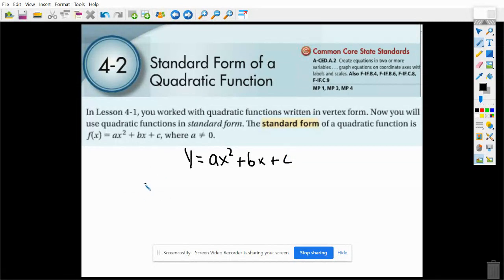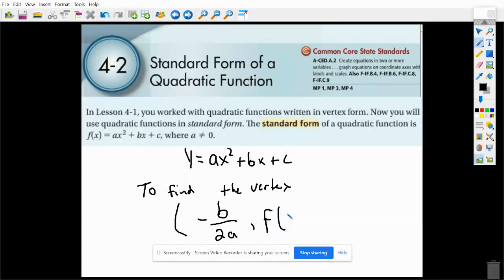So to find the vertex, we need to use the formula negative b over 2 times a, okay? And then you'll see in textbooks, it looks like this, f of negative b over 2a. That just means to plug in x to the original problem, okay, to get y.